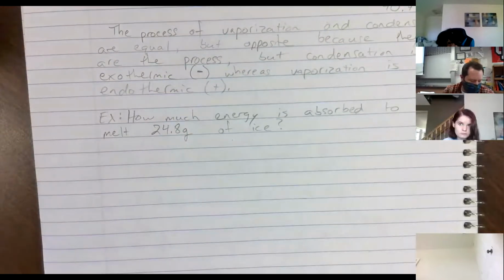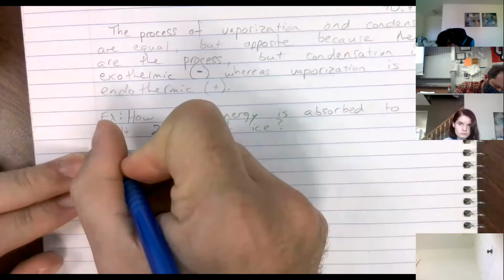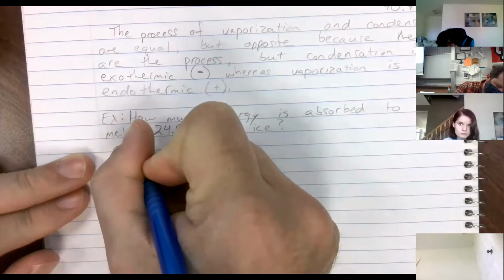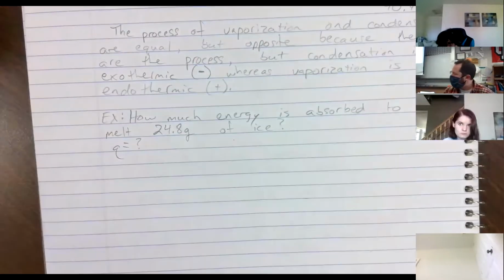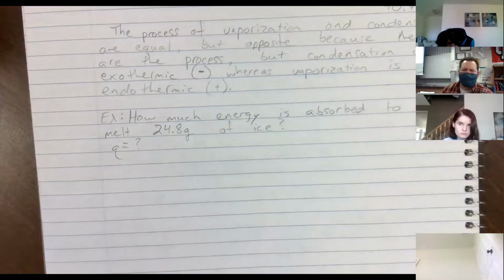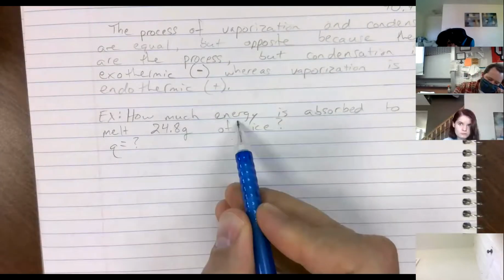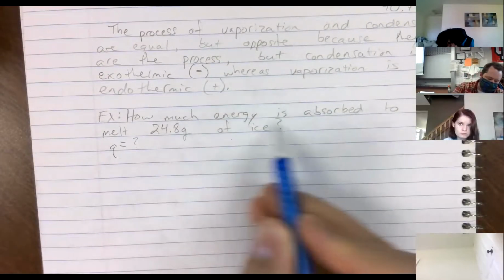Our first example: how much energy is absorbed to melt 24.8 grams of ice? Cool. All right, let's figure it out. I like to list out my variables. You guys have seen me do this before. I think it's very helpful. Q, we don't know. Q is energy, and that's what they're asking. How much energy? So Q is energy.